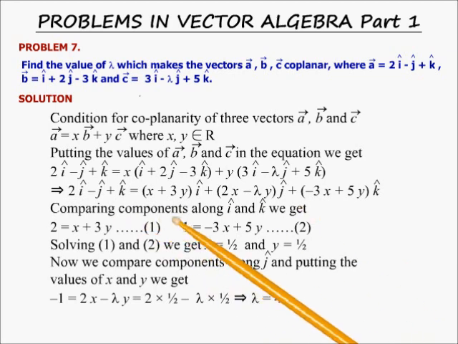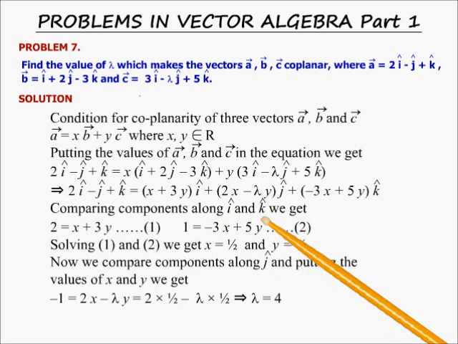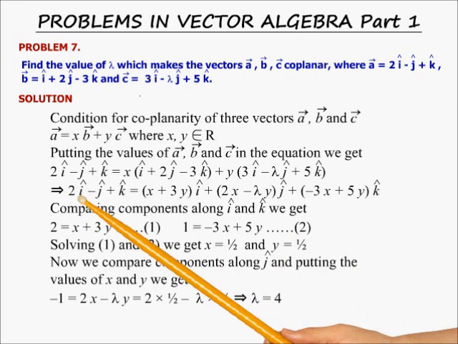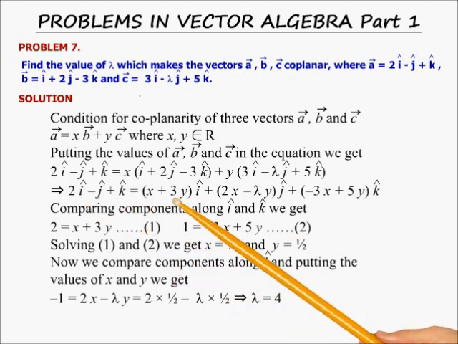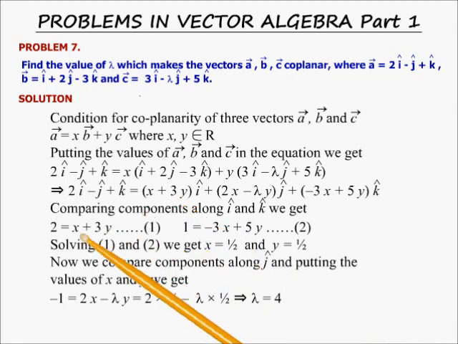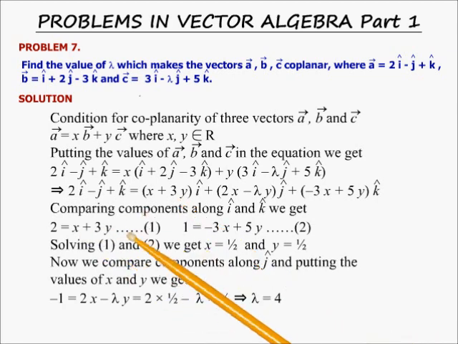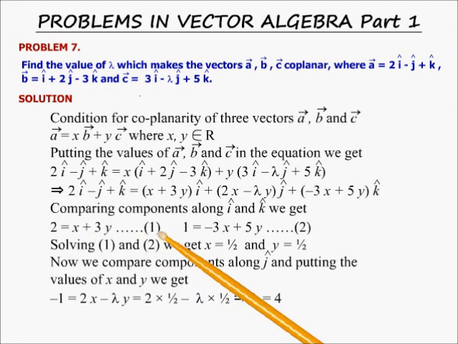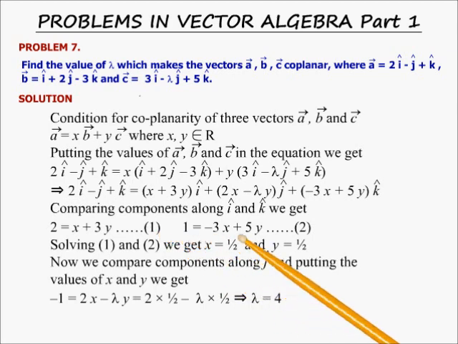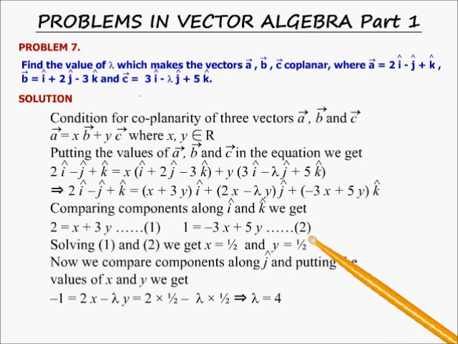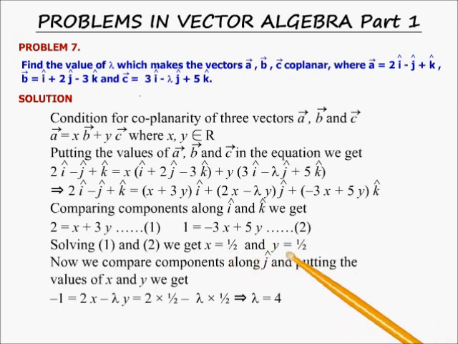Now we compare components along i cap and k cap. First we compare components along i cap. Here the component is 2i cap, and on the right hand side the component along i cap is x plus 3y i cap. We equate it, and we get 2 equals x plus 3y. This is equation number 1. Now by comparing components along k cap, we get 1 equals minus 3x plus 5y. This is equation number 2. We just solve these two equations, and we get x equal to half and y equal to half.